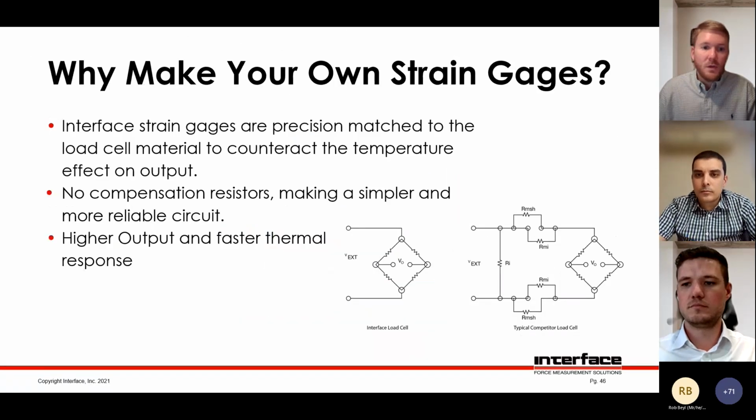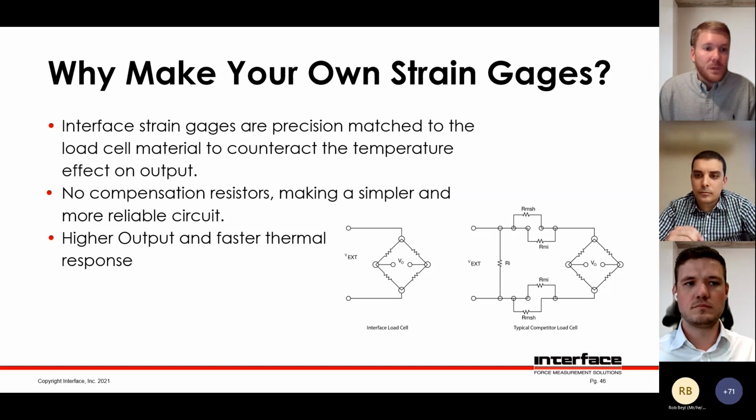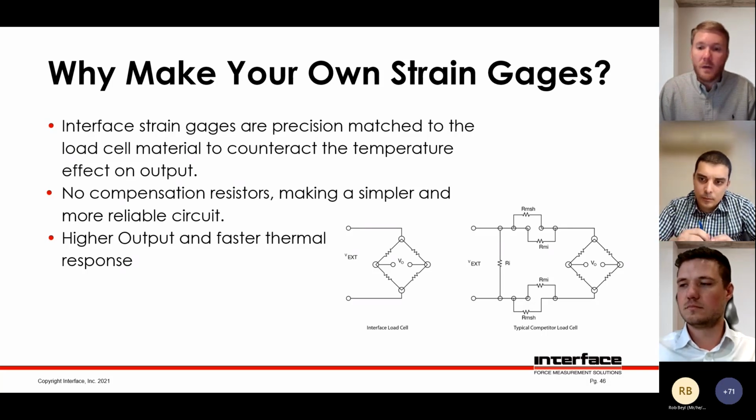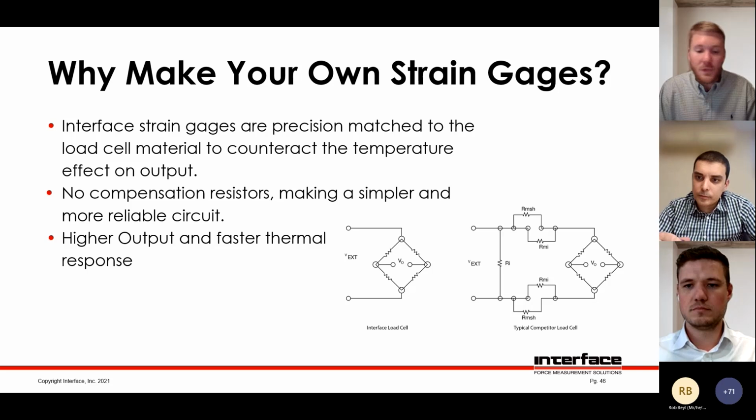So, some frequently asked questions. Why do we make our own strain gauges? First thing that we do is, not only do we make our own strain gauges, our manufacturing is totally vertically integrated. We start with the steel, we cut it ourselves, we gauge it, we wire it, we can it, we calibrate it.